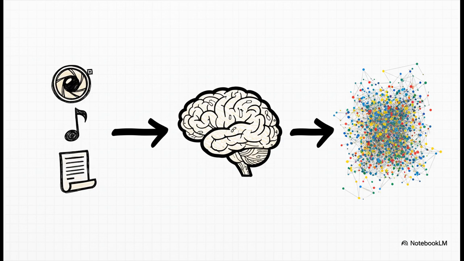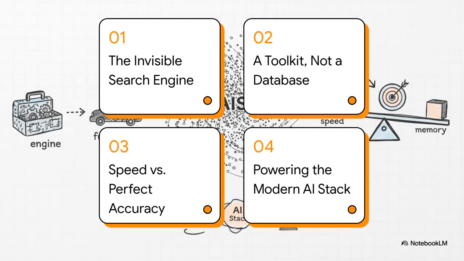So finding similar stuff just becomes a math problem, finding the fingerprints that are closest to each other in this huge virtual space. So here's our game plan for today. First, we're going to uncover this invisible engine that makes it all happen. Then, we'll talk about a really crucial distinction, why this thing is a toolkit, not a database. After that, we'll get into the nitty-gritty of speed versus accuracy. And finally, we'll see how this one piece of tech is basically holding up the entire modern AI stack.